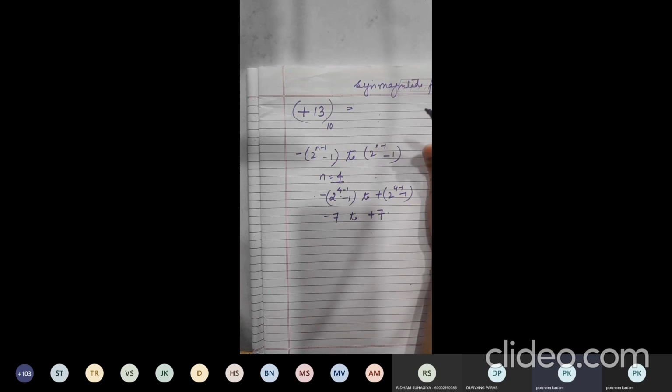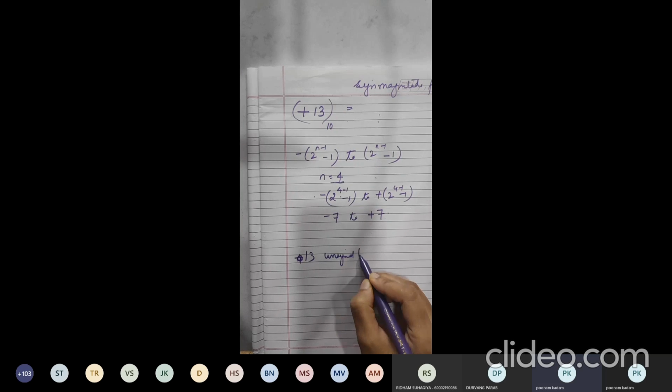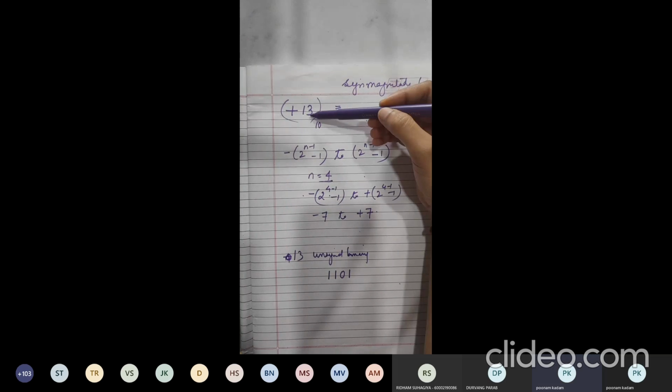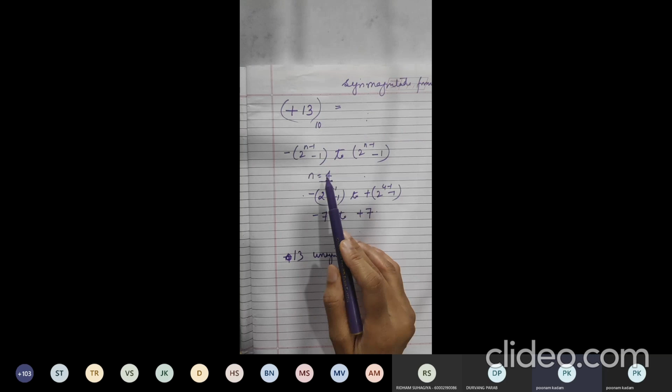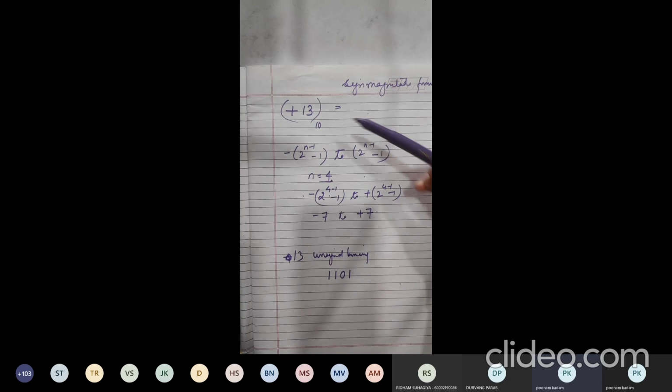In unsigned binary form, plus 13 can be written using 4 bits. 1101 is 13, right? But in sign magnitude form, when you want to represent 13, you require one more additional bit, at least 5 bits. With 4 bits you cannot represent it because the range of numbers which can be represented using 4 bits is minus 7 to plus 7 only. So this plus 13 doesn't fall under this range, so we require 5 bits.